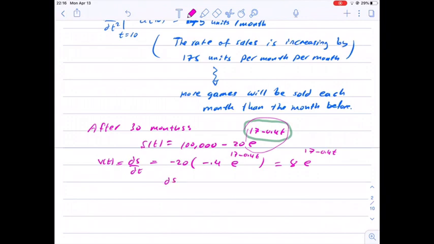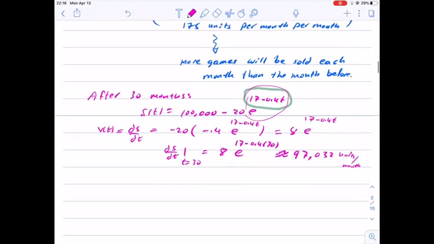Now let's evaluate this at t equals 30. So when t equals 30, this is 8 e to 17 minus 0.4 times 30. And using the calculator, we find that this can be approximated as 97,032 units per month.